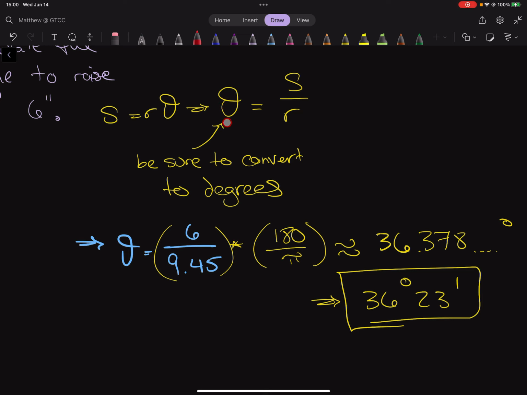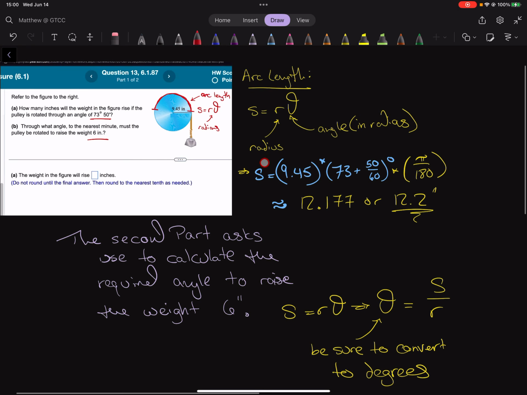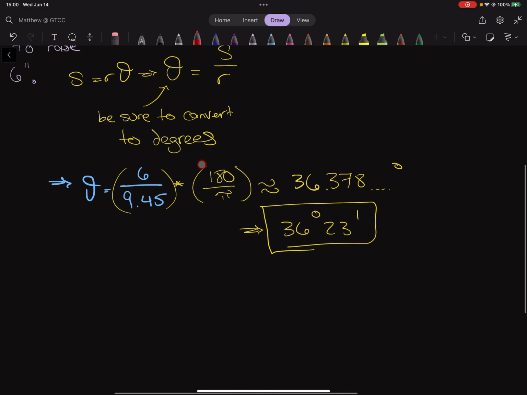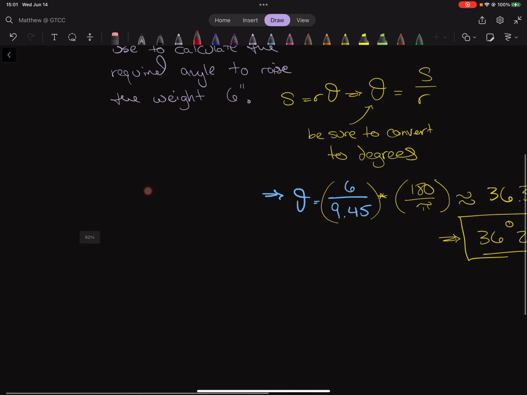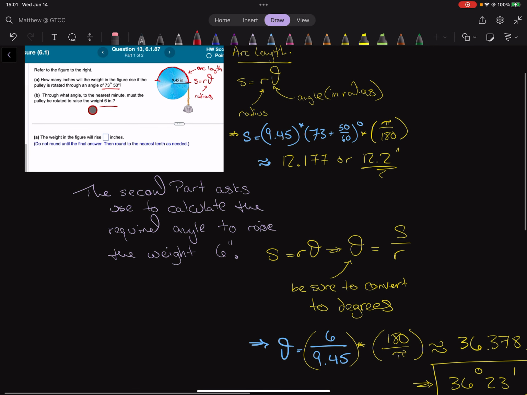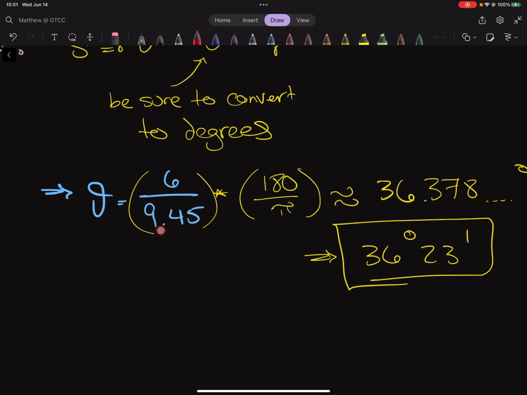So theta equals the arc length over the radius. You need to remember this is going to generate something in radians, and you need to convert that to degrees, minutes, and seconds. If you worked out this problem, you know the second question wants degrees, minutes, and seconds, rounded to the nearest minute as needed. So we substitute in the values. The arc length is 6, because that's the distance the weight is raised, and the radius is constant, 9.45.